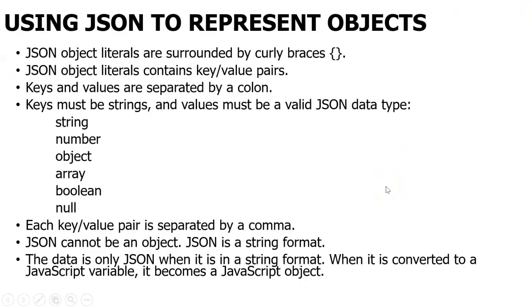Now, using JSON to represent objects, I told you it will be inside the curly braces. It will be in the form of key value pairs, separated by colon, and you can pass string, number, object, array, boolean, null, everything. But it is not exactly an object. It is JSON string format only.